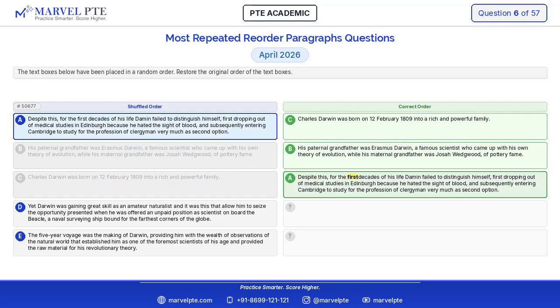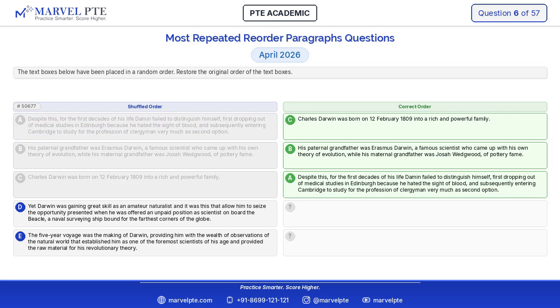Despite this, for the first decades of his life, Darwin failed to distinguish himself, first dropping out of medical studies in Edinburgh because he hated the sight of blood, and subsequently entering Cambridge to study for the profession of clergyman, very much a second option.